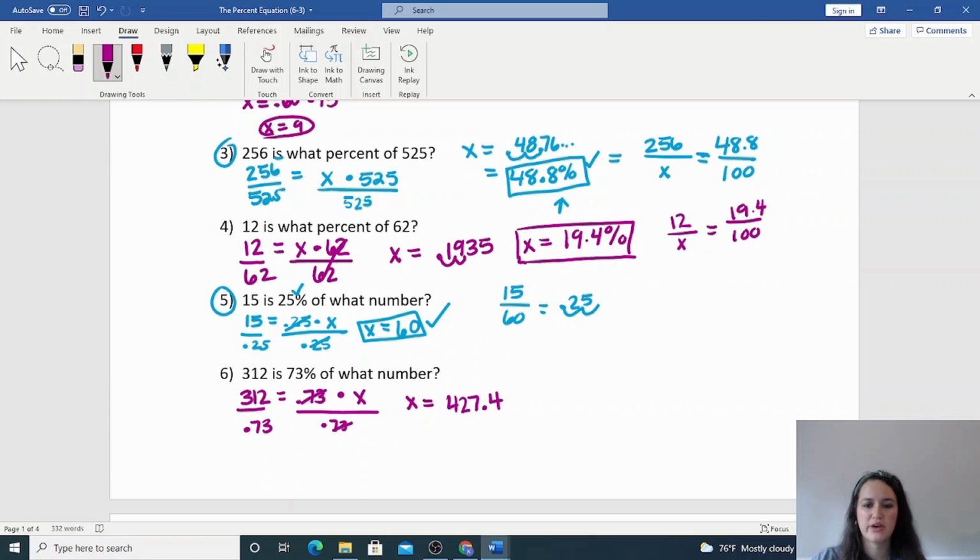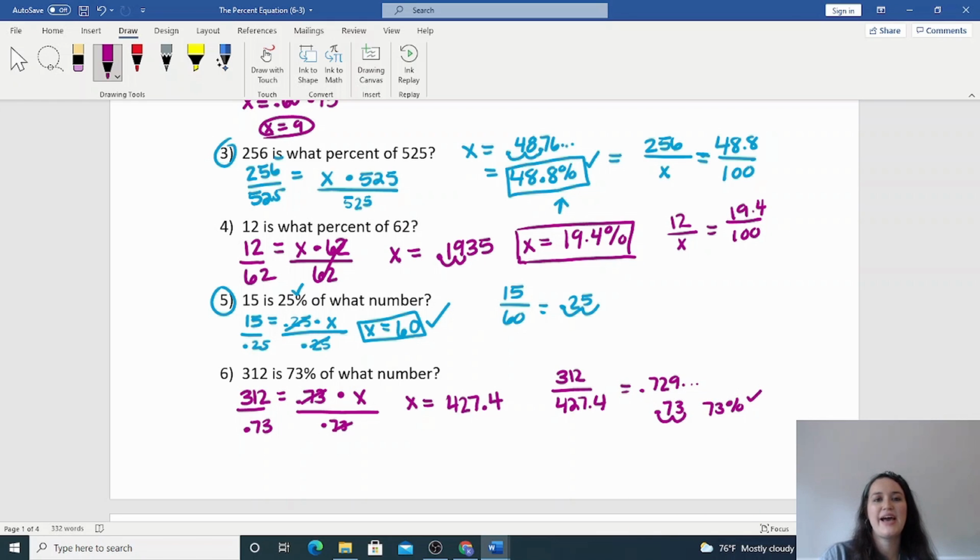And then we can check that. So if I do 312 over 427.4, I get 0.729, and then it keeps going. So that would round up to 0.73, which if I move that over, that's going to be 73%, okay, which is exactly what I wanted.